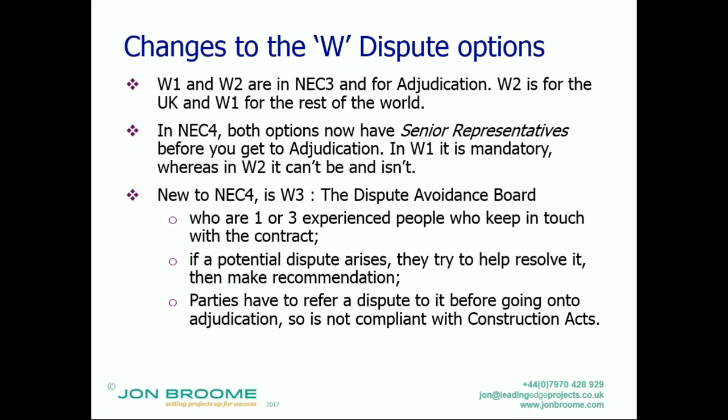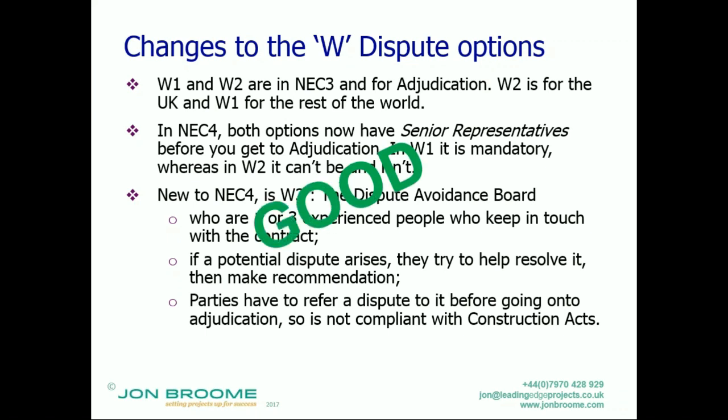And parties have to refer a dispute to it, or a potential dispute to it, more precisely, before going on to adjudication. As a result of that, it's not compliant with the Construction Act, so it's not compliant with the UK Act. And they actually say not to be used in the UK with construction, what are deemed as construction contracts. So what's my view on this?